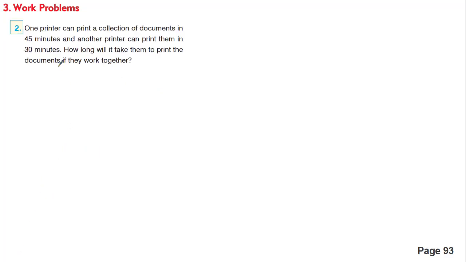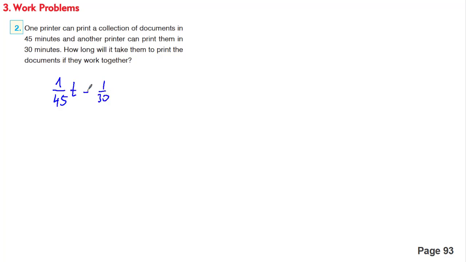One printer can print a collection of documents in 45 minutes, and the other printer can print them in 30 minutes. How long will it take them to print the documents if they work together? Again, we need to think in terms of what part of the job will be done in 1 minute. So the first printer in 1 minute will finish 1/45 of the job. And the second printer's work rate is 1/30.